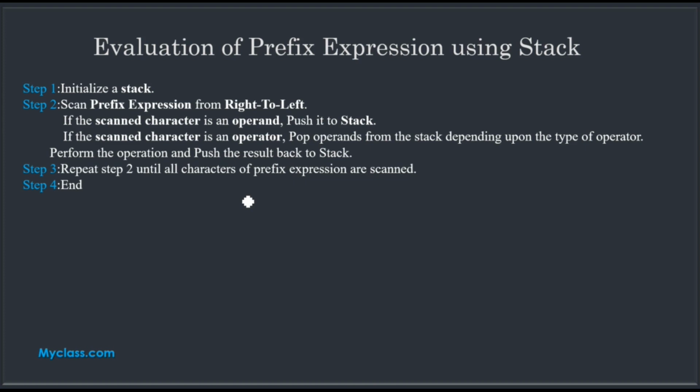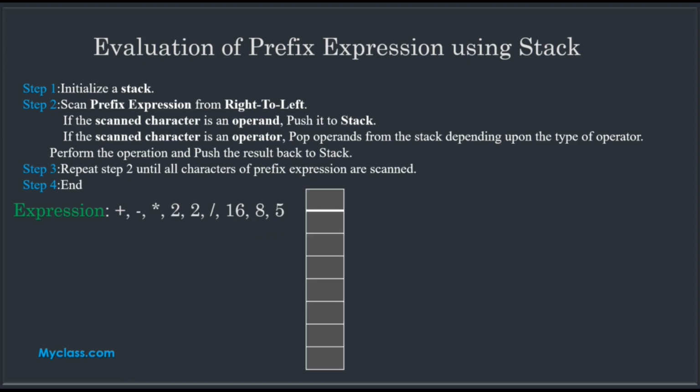Now I am going to explain an example. Our expression is plus minus star 2 2 division 16 8 and 5. So there should be a stack. We are initializing a stack, and we want to scan from right to left. That is the important step. So we are starting from here. First is an operand, so we are pushing that operand into our stack. Next is an operand. We are pushing that into our stack. Next is an operand. We are pushing that also into our stack.